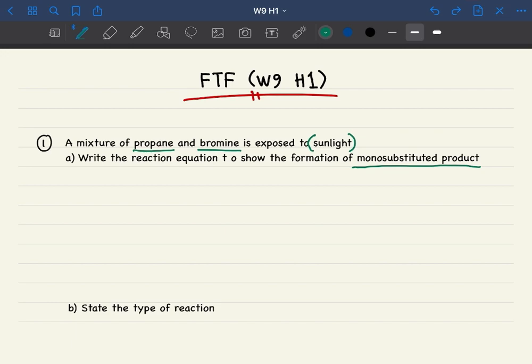To start with, we'll have the propane with 3 carbons, so CH3, CH2, CH3, react with the bromine as Br2, and then with the presence of sunlight UV, we're going to have the product. Since we are going to form the mono-substituted product, even though we have so many carbons here, we are going to substitute only one Br at a time. So how do we know what kind of product we are going to form? We need to look at the classes of carbon in your propane.